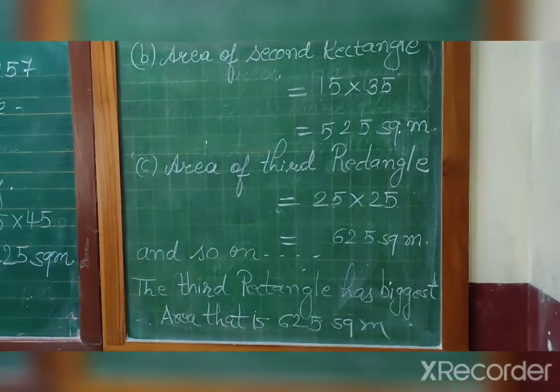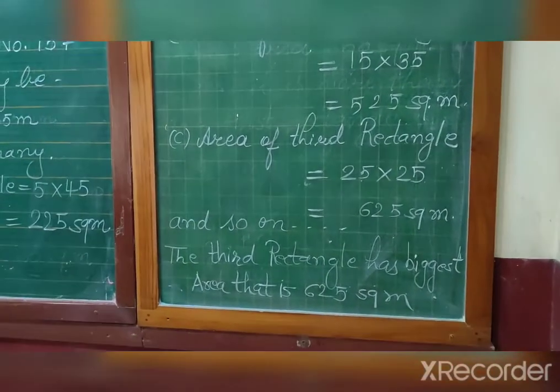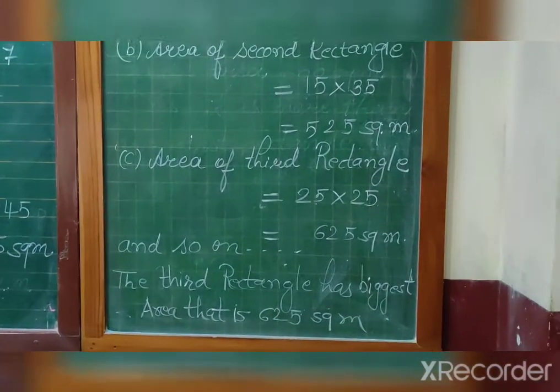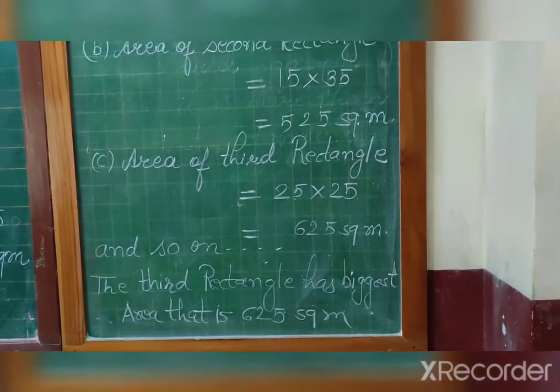And we can compare all, and so on. That means we will get uncountable rectangles. Now the third rectangle has the biggest area, that is 625 square meter.